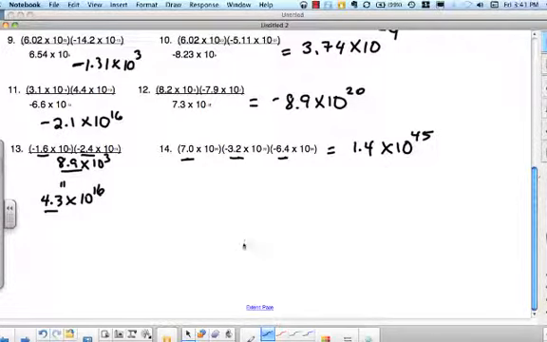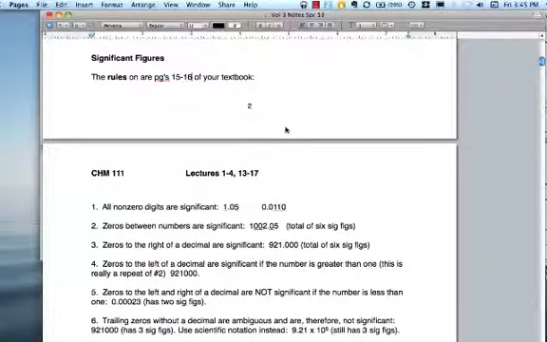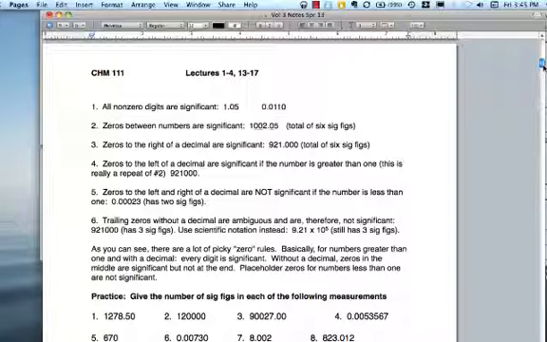All right, our next topic is significant figures. The rules for the significant figures can be found on pages 15 and 16 of your textbook, and I've reproduced those here. Basically, there are a lot of picky zero rules, and I will try to abbreviate all the rules as best I can. It's right here where I've done that abbreviation.